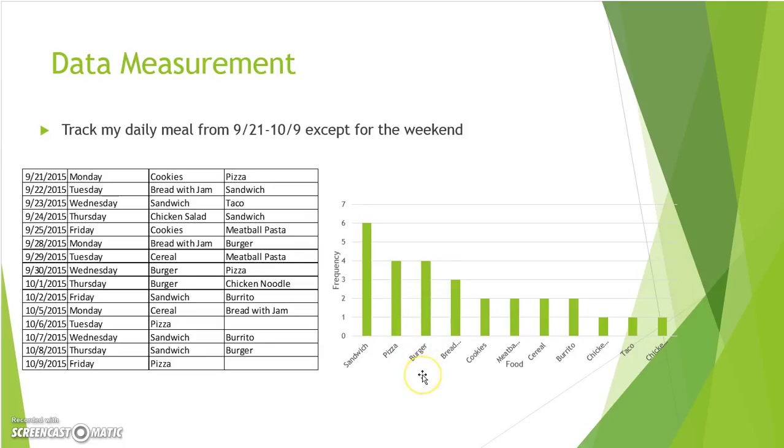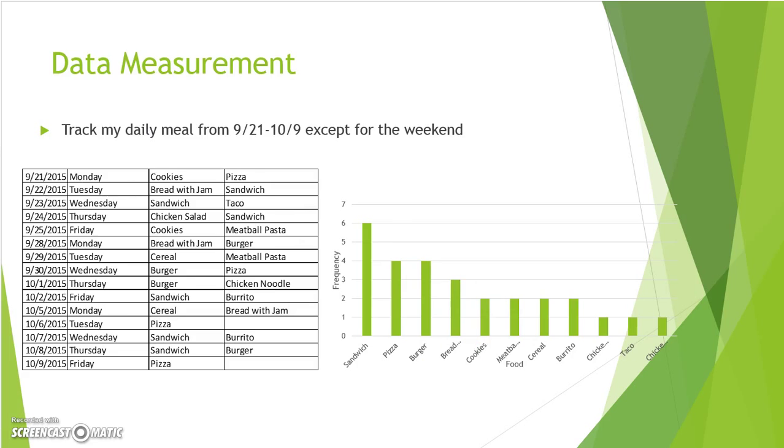The reason why I made this Pareto chart is to see what kinds of foods I ate the most, so that I could make some adjustment or arrangement to make sure that I eat enough fruits and veggies by eating these foods.